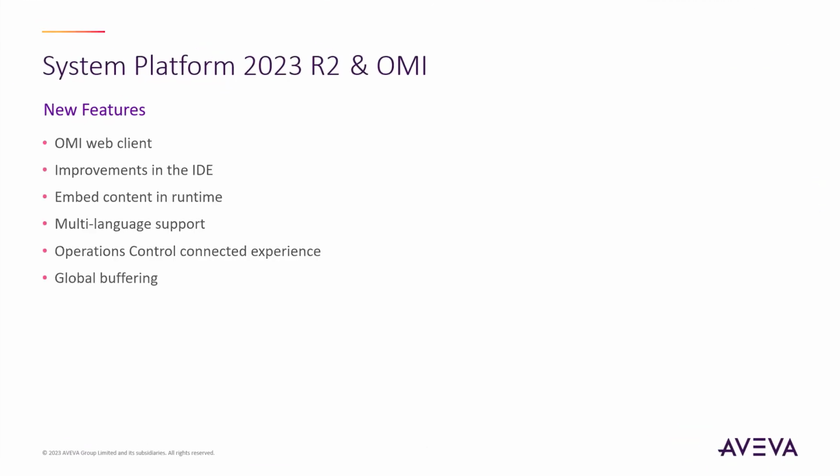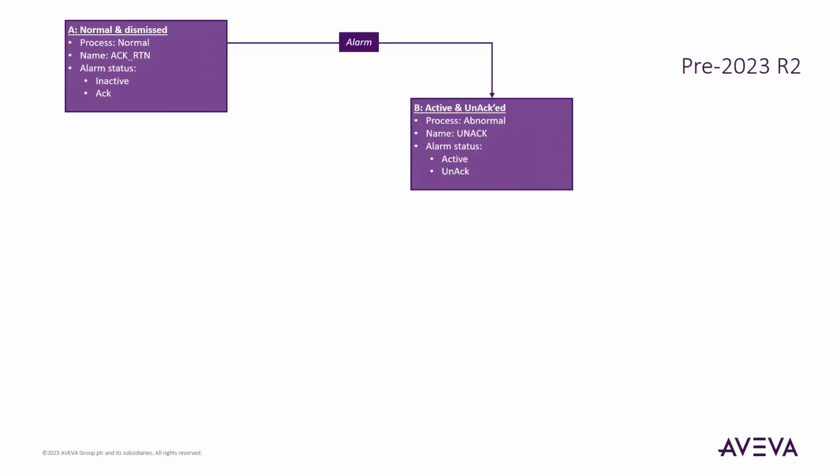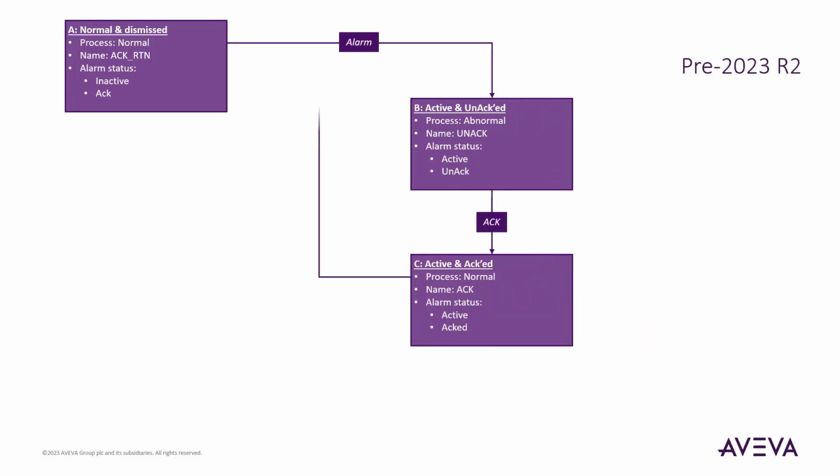We've also added a new feature for alarm latching. Before 2023 R2, we had the following states of alarms. There's the normal state where nothing's going on. The alarm gets raised and now it's active and unacknowledged. And there's two ways to get out of that state. You can acknowledge the alarm, and then at some point in time it will return to normal and we go back to the normal state.